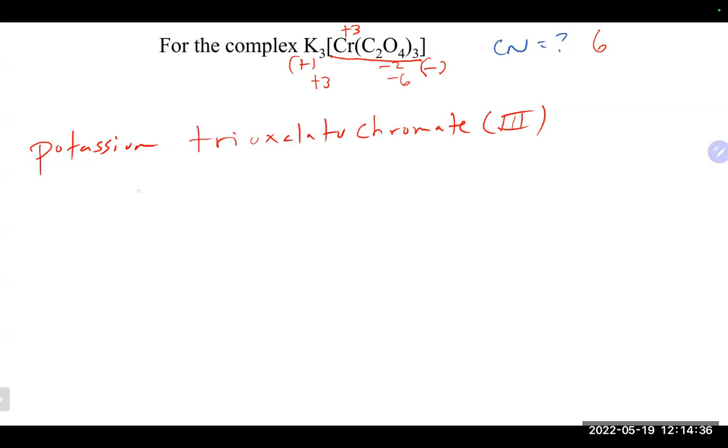As I mentioned before, some people will very commonly use tris here, trisoxalato. So because it's a bidentate one, people will use that prefix as well. So you may see it written like that. Any question on those names there?